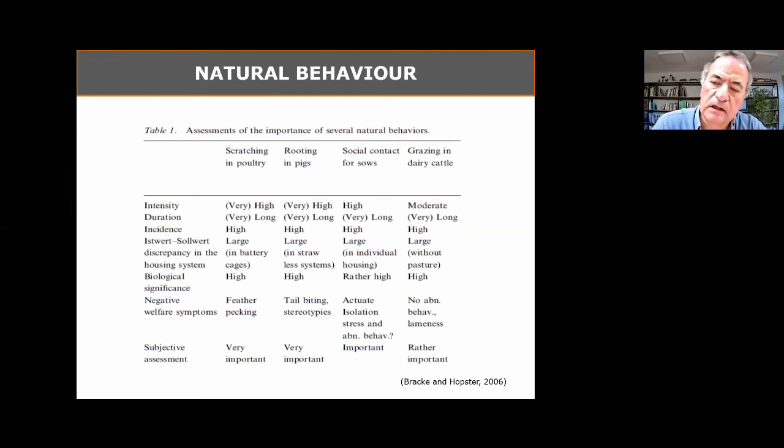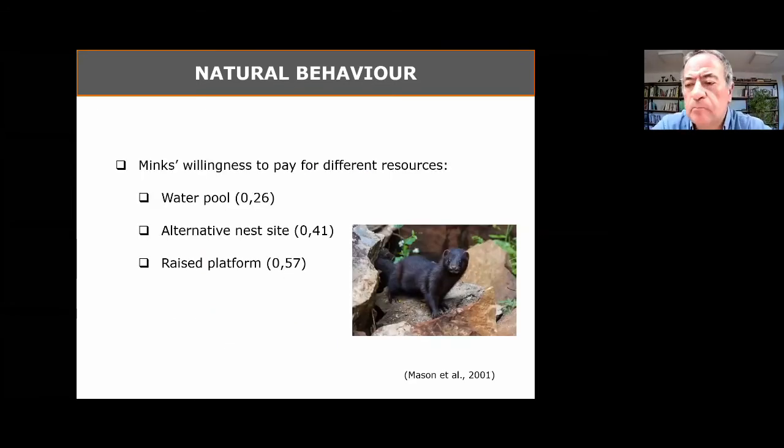Now, if we look at a slightly different approach, this well-known paper by Mason and colleagues on the welfare of mink, what they did was to ask mink whether they were willing to pay a high price, an increasing price, to access some resources. There's a methodology called demand theory studies, which has become quite popular in welfare studies. And basically, without getting into the details, the idea is that the lower the number in brackets, the higher the price the animal is willing to pay.